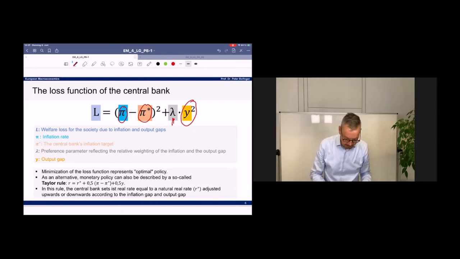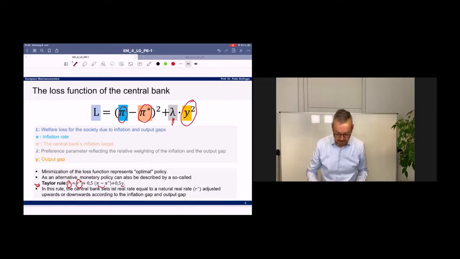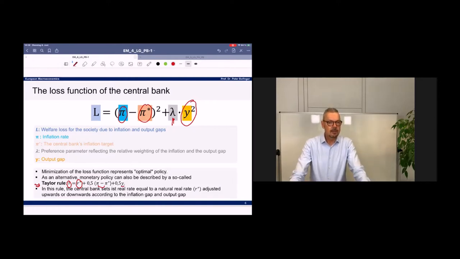Okay, and as I said, we can also have an alternative for monetary policy, the so-called Taylor rule. We will discuss this in more detail in some weeks. The Taylor rule is a rule which prescribes the real interest rate that the central bank should target. According to the Taylor rule, the real interest rate which the central bank sets is determined by a kind of neutral equilibrium real interest rate R star plus 0.5 times the inflation gap plus 0.5 times the output gap. So you again have the output gap and the inflation gap in the Taylor rule. This looks somehow similar, but when we discuss it in more detail, we'll see that it leads to somewhat different results. Okay, that's our model, very simple, three equations.